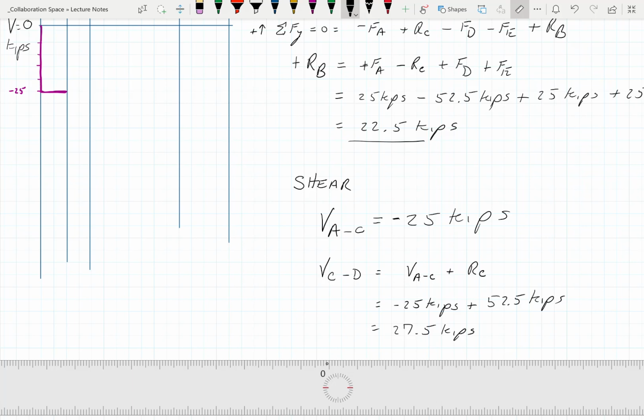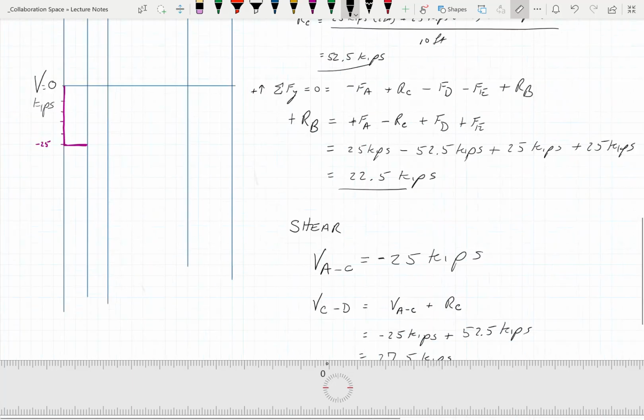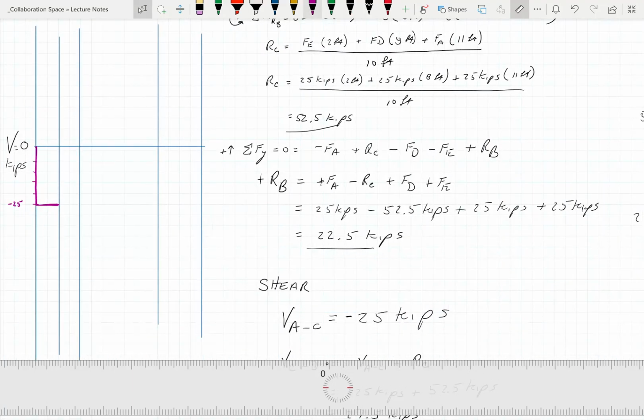So far, so good? Okay. Now, 5, 10, 15, 20, 25, 30. So we are someplace right about there. 27.5. Straight down to that one. Carry that one straight over because there's no other forces acting on it. All right. So far, so good.